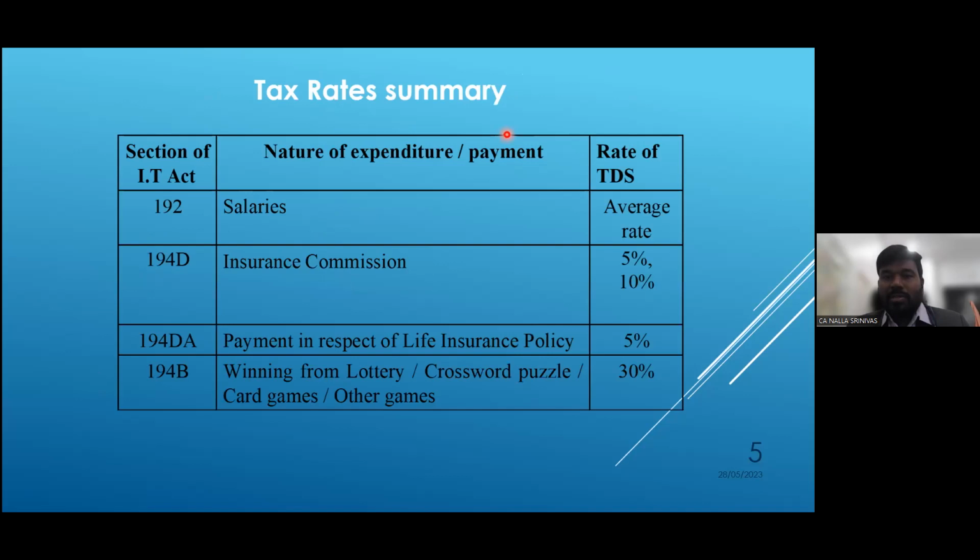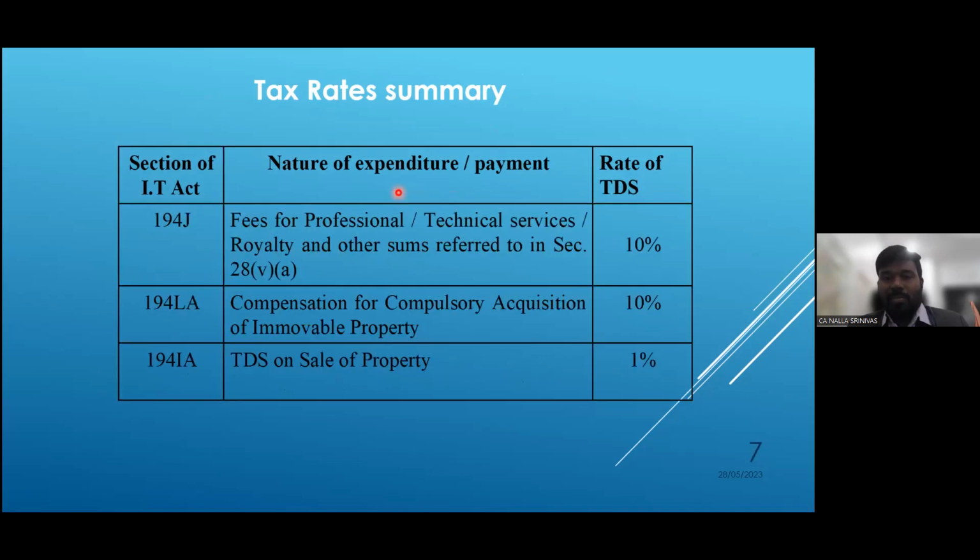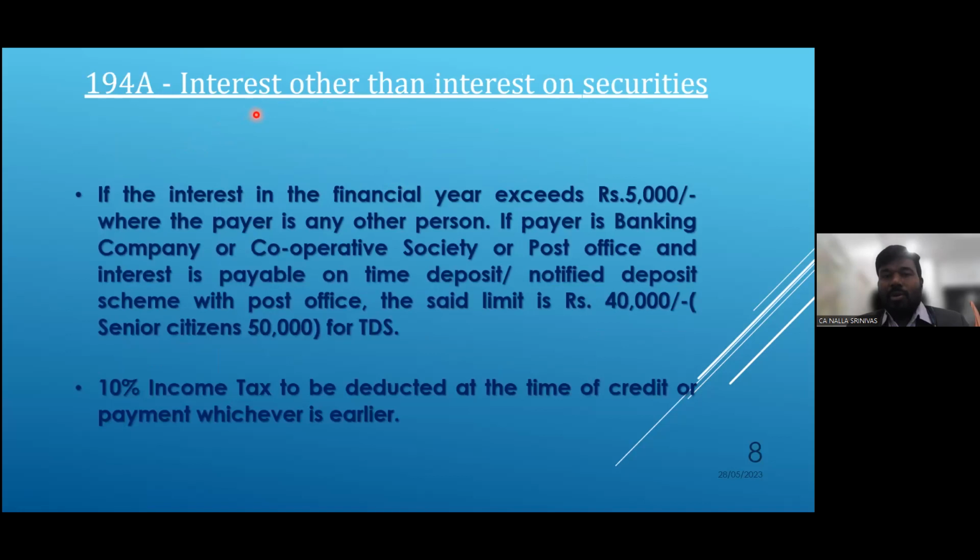So this is the tax rate summary I have given. Then 194A, interest other than interest on securities. If the interest in the financial year exceeds 5,000 where the payer is any other person; if the payer is a banking company, cooperative society or post office, it is 40,000. For senior citizens, 50,000. If the bank is paying you interest of more than 40,000, they will deduct the TDS. For senior citizens, if it is more than 50,000, they will deduct the TDS. The rate of tax deduction is 10%.